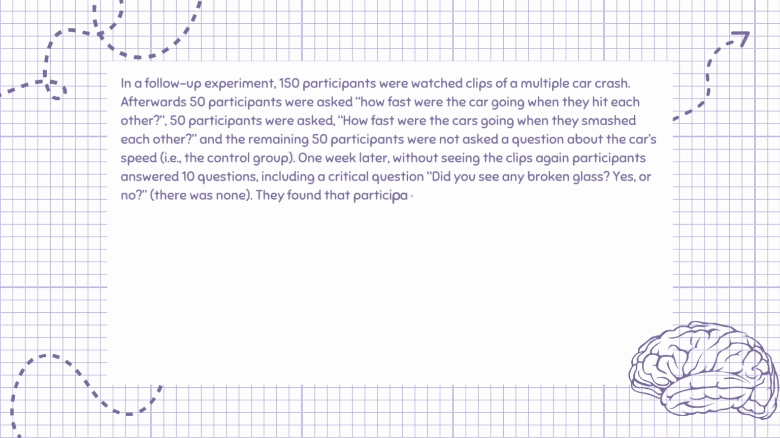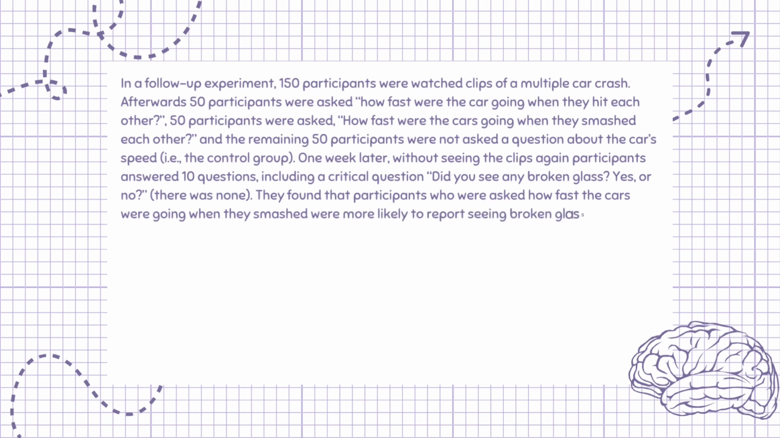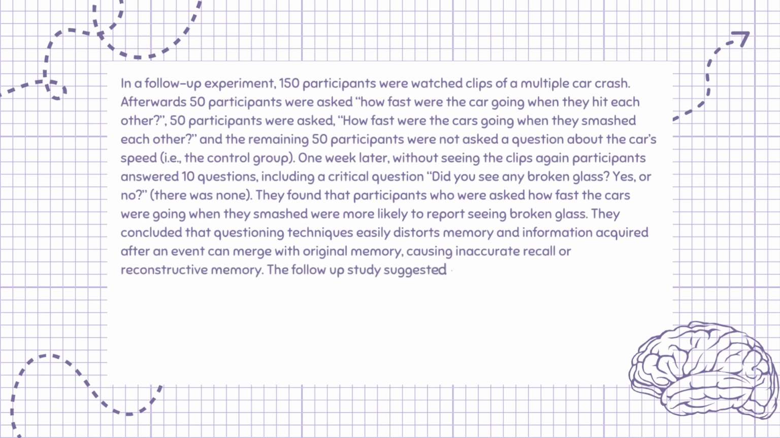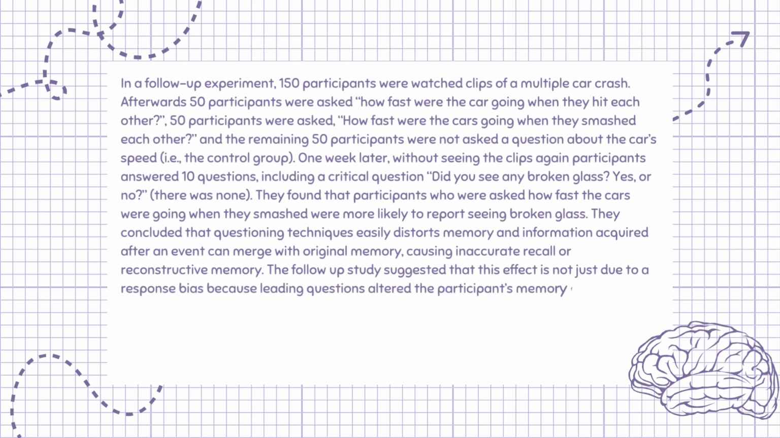There was none. They found that participants who were asked how fast the cars were going when they smashed were more likely to report seeing broken glass. They concluded that questioning techniques easily distort memory, and information acquired after an event can merge with the original memory, causing inaccurate recall or reconstructive memory. The follow-up study suggested that this effect is not just due to a response bias because leading questions altered the participant's memory for the event, confabulation.